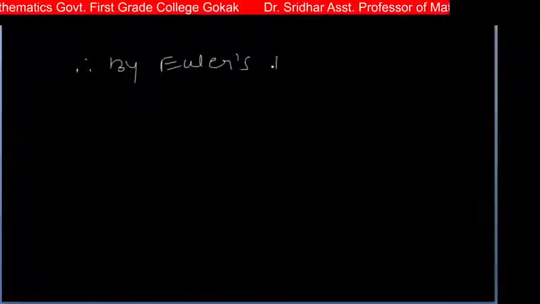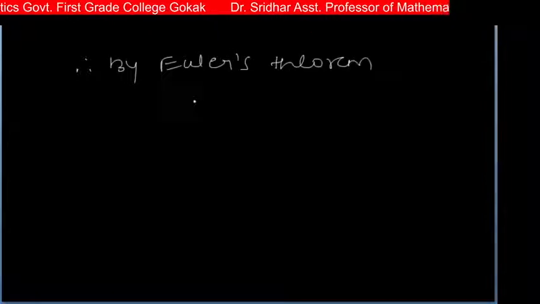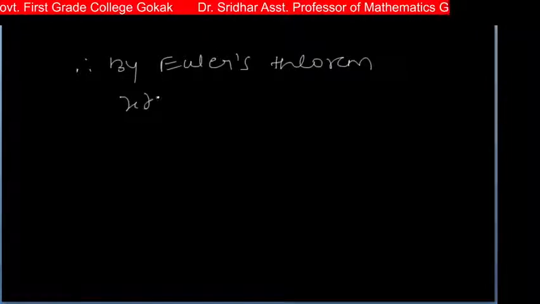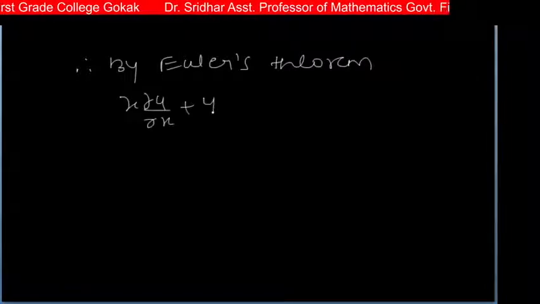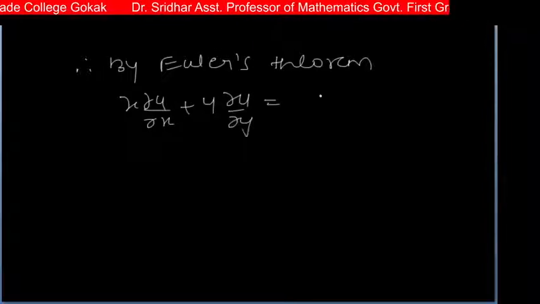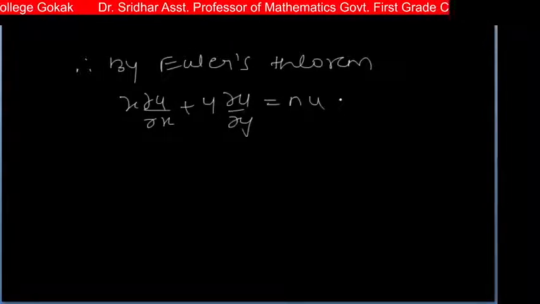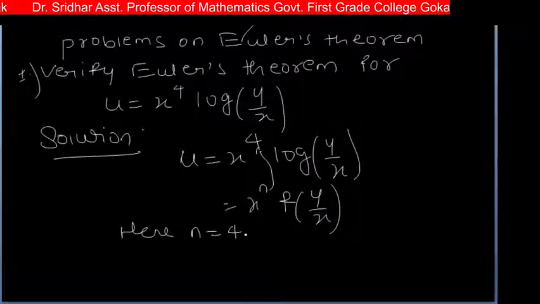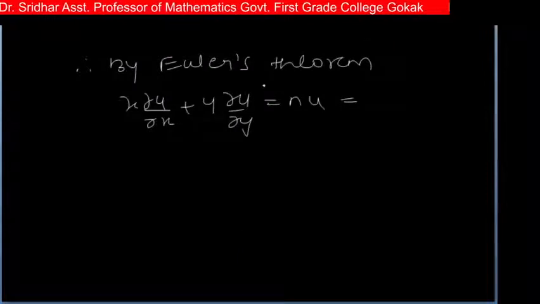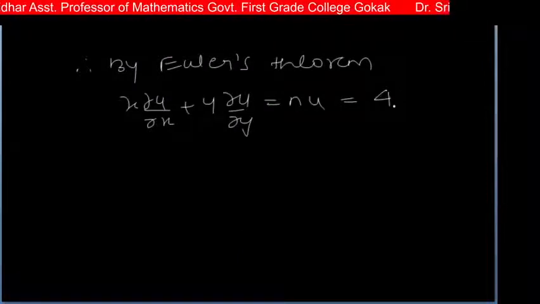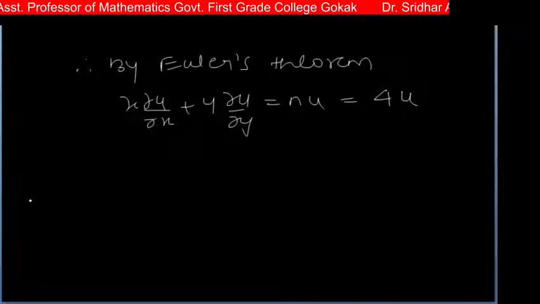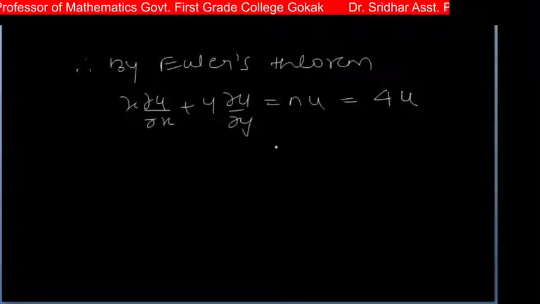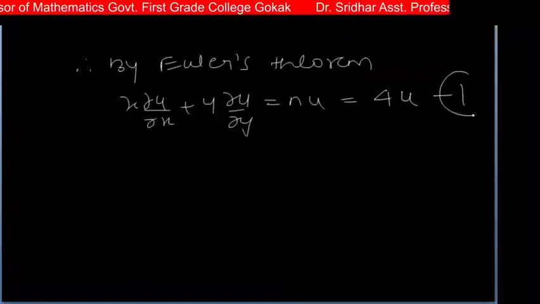Therefore, by Euler's theorem, what do we have? x ∂u/∂x + y ∂u/∂y is equal to n times u. So what is n? n is equal to 4. Substitute n = 4 here, so this is 4u. Now this is equation 1.